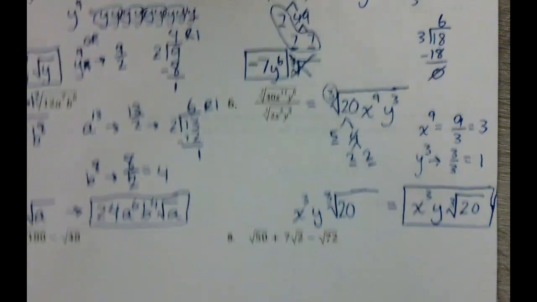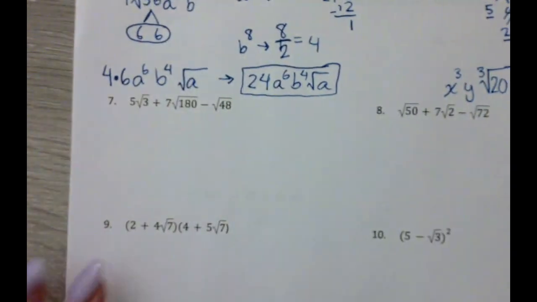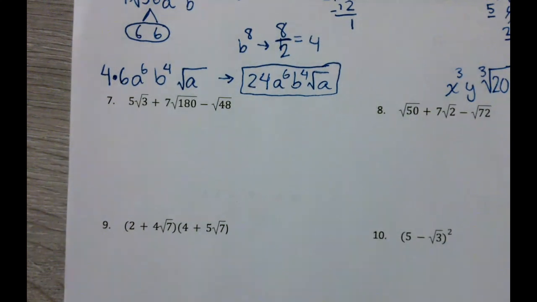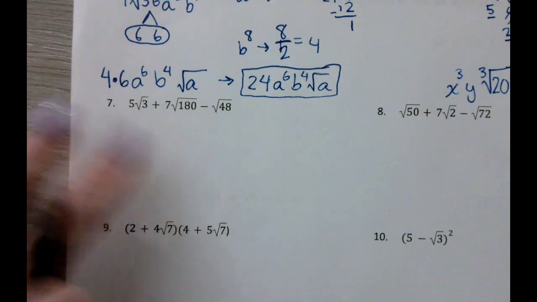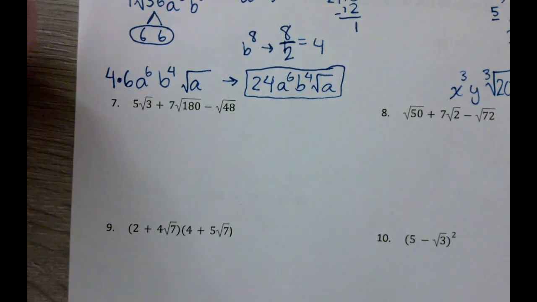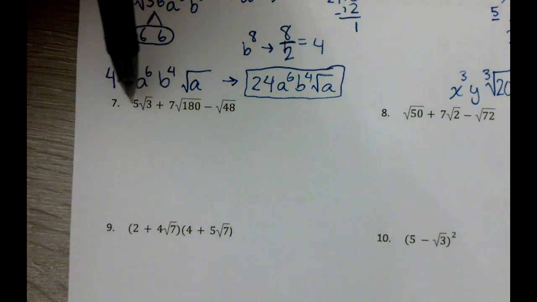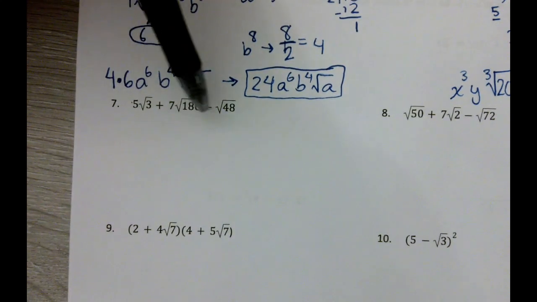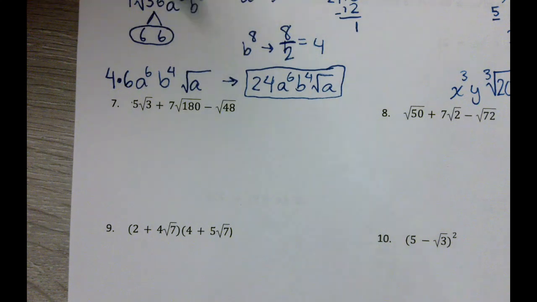All right, number 7. These are the ones where I'm going to have a little issue with space, just because the trees are going to kind of take up a lot of room. So I'm going to try to write a bit smaller on these. And in fact, I'm going to switch to a slightly thinner pen for that reason, so I can write a bit smaller. 5 square root of 3 plus 7 square root of 180 minus the square root of 48.